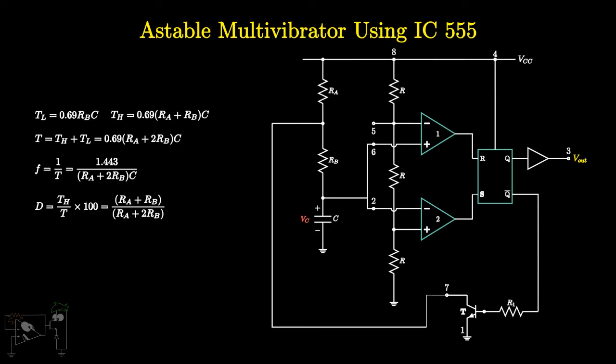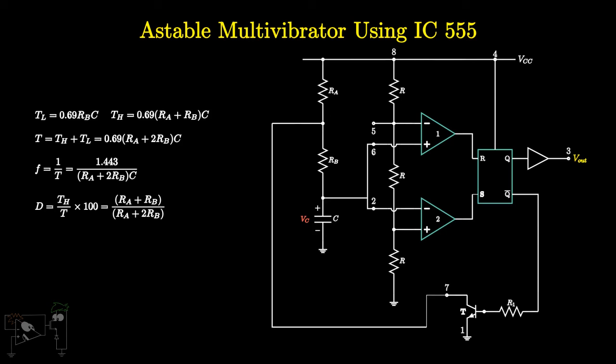If you look at the equation for duty cycle, it seems that if RA becomes 0, the duty cycle will be 50%. However, making RA 0 will result in the collector of the BJT being shorted to VCC. That implies that the transistor can never go into saturation. Another thing we can try is making RB much greater than RA, which allows the duty cycle to approach close to 50%.